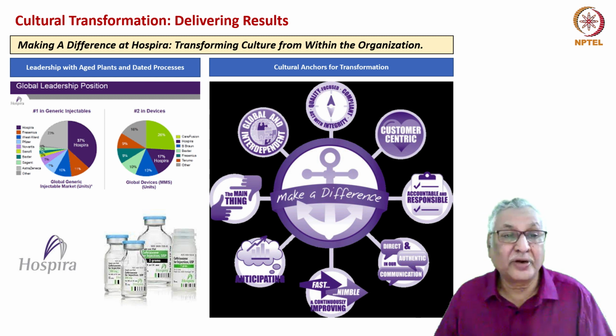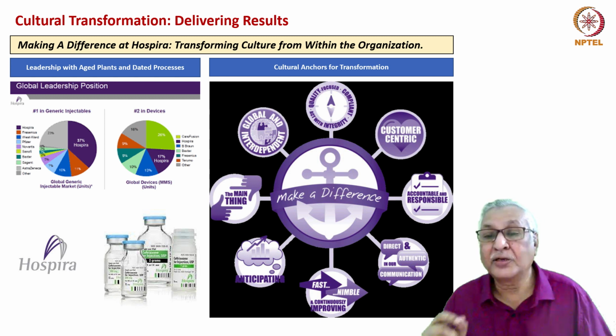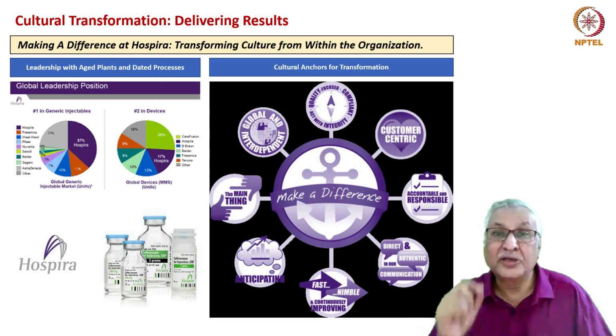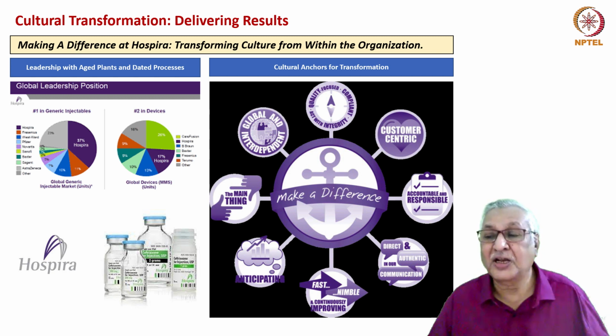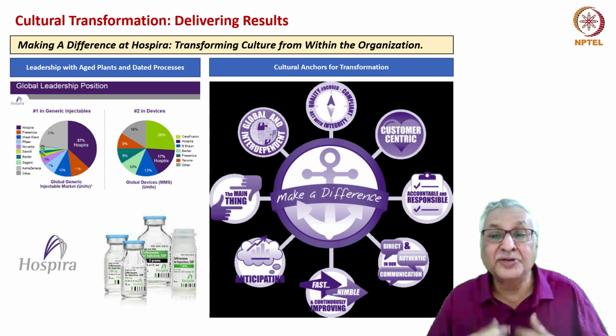But when Mike Ball came and resolved that he should transform the company culturally, he first created cultural anchors for transformation. And he came up with eight cultural anchors. The first one was quality focused, compliant, act with integrity. Be customer centric in whatever you do. As an individual, as a team, and as a company, we should be accountable and responsible. And he said that our communication should be direct and authentic. We should be fast and nimble and continuously improving in everything we do as a company.